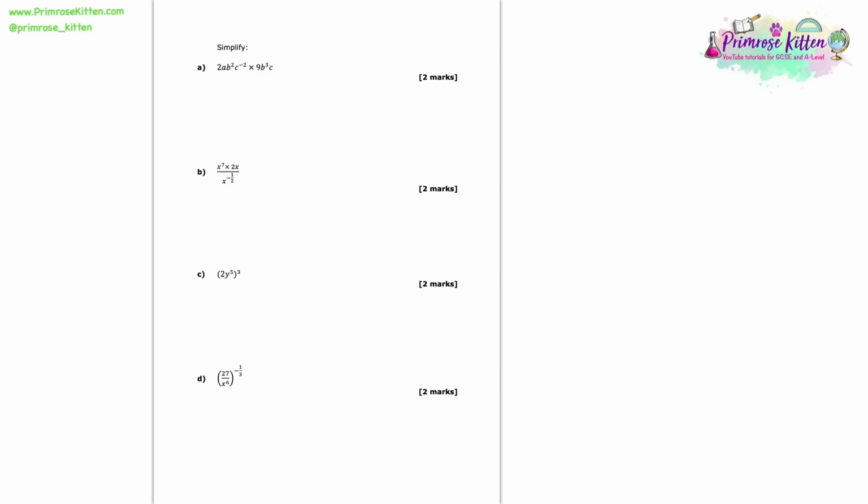Here we have a bit of a bumper algebra question. So to start us off, we need to simplify 2ab squared c to the minus 2 times by 9b cubed c. So because we're timesing here and there are indices involved, I'm going to remind you of an equation that we need to use in this. We should know that x to the power of m times by x to the power of n equals x to the power of m plus n. So when multiplying, we add the indices.